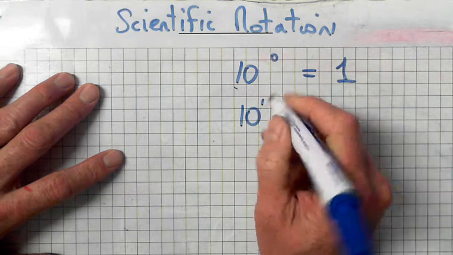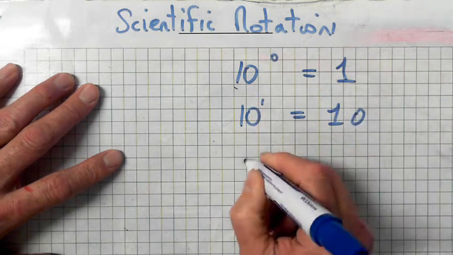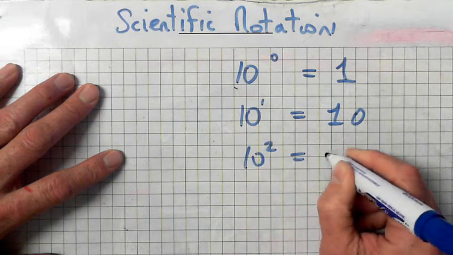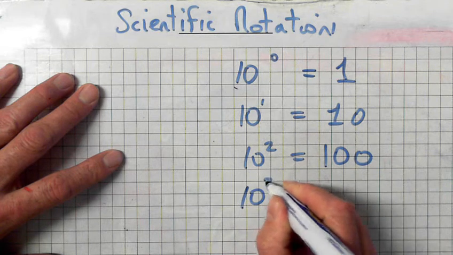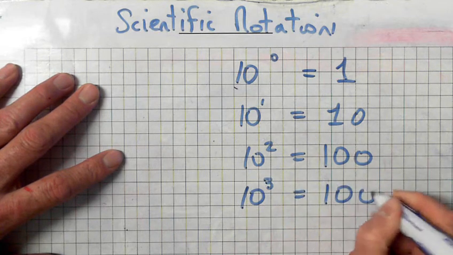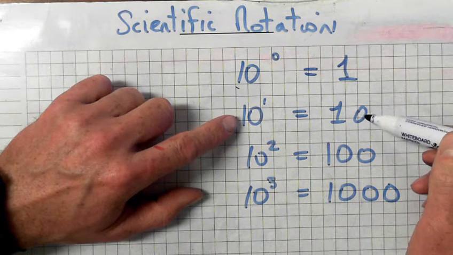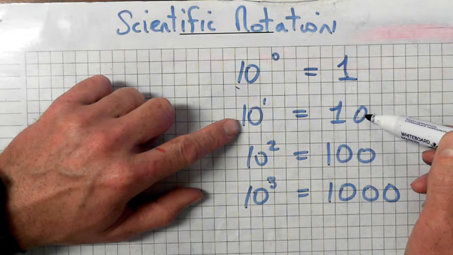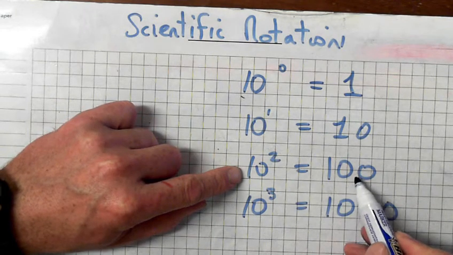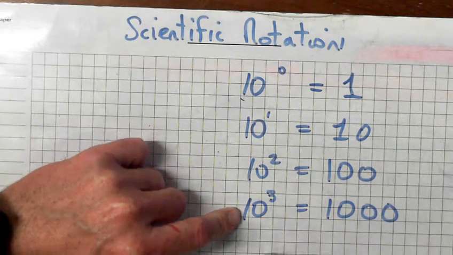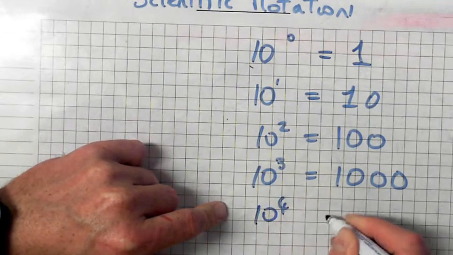10 to the power 1, so that's basically 10. 10 to the power 2. What do you notice about the pattern? What's happening? Yeah, so you're adding a 0. 10 to the power 2 has 2 zeros, 100. 10 to the power 3 has 3 zeros. 10 to the power 4 has 4 zeros.